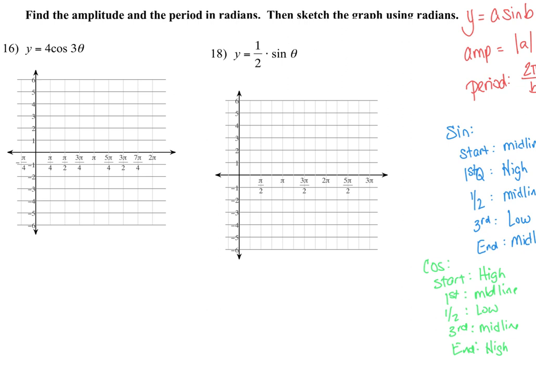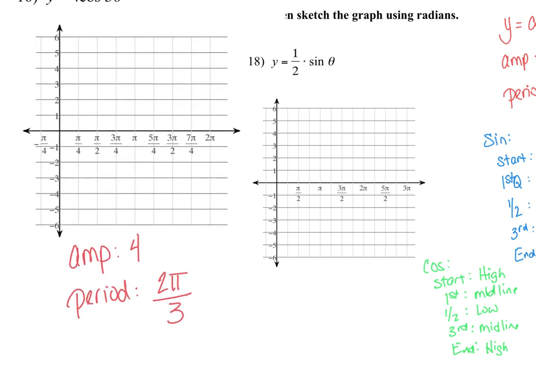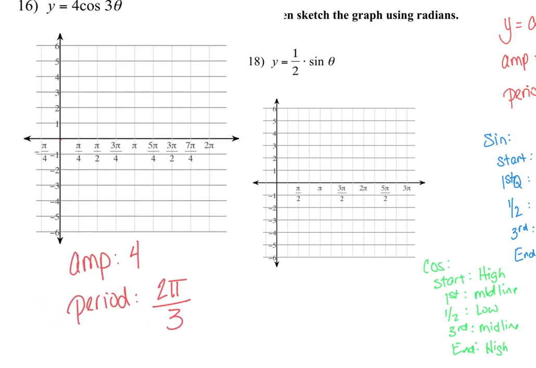So for the first one, I am going to ask you for amplitude and period. The amplitude is the number in front of my trig function. It is just 4. My period here is 2 pi over the number in front of my trig function, which is 3. For period, this tells me where to start and end. So I have a starting point at 0, 0. I need to end at 2 pi over 3.